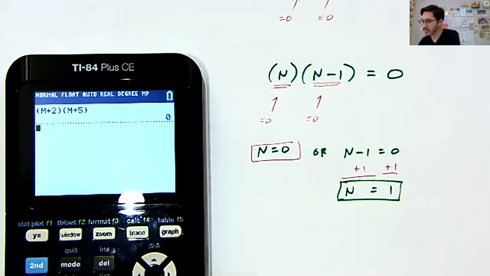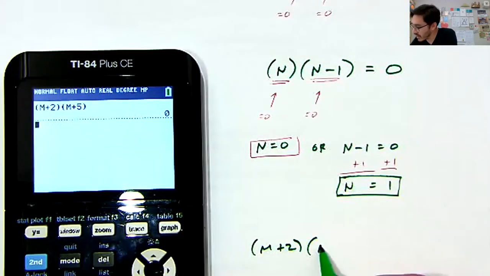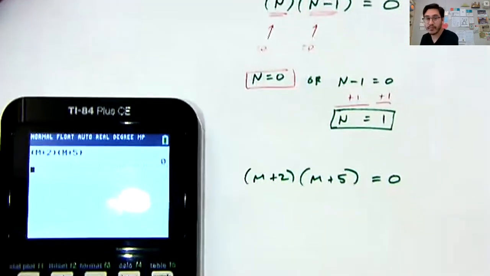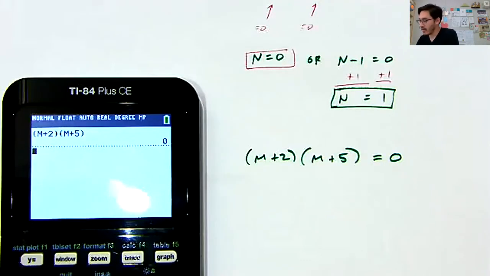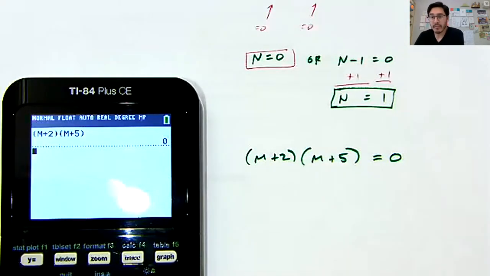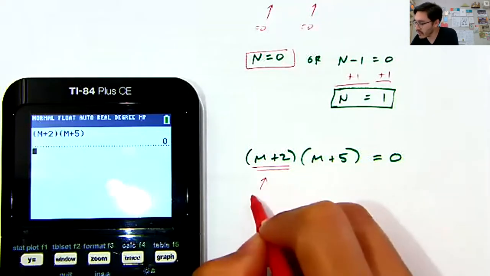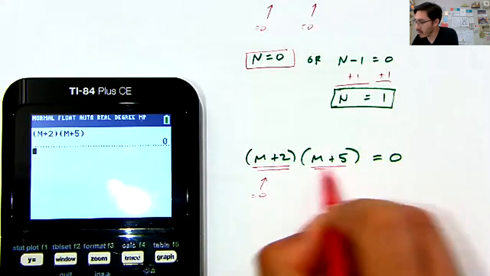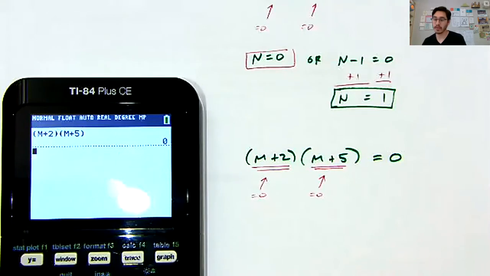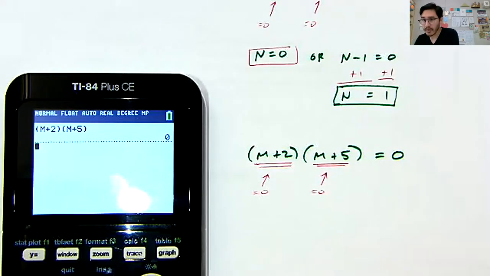Let's write this down on our paper. We've got some number plus 2 and the same number plus 5, and when multiplied, we get 0. Now, even an elementary student can tell you that when the product is 0, you must have multiplied by 0 at some point. So perhaps this expression is what's equal to 0, or perhaps this expression is what's equal to 0, but we know at least one of those expressions has to be 0. So let's set up two very simple equations and solve them.